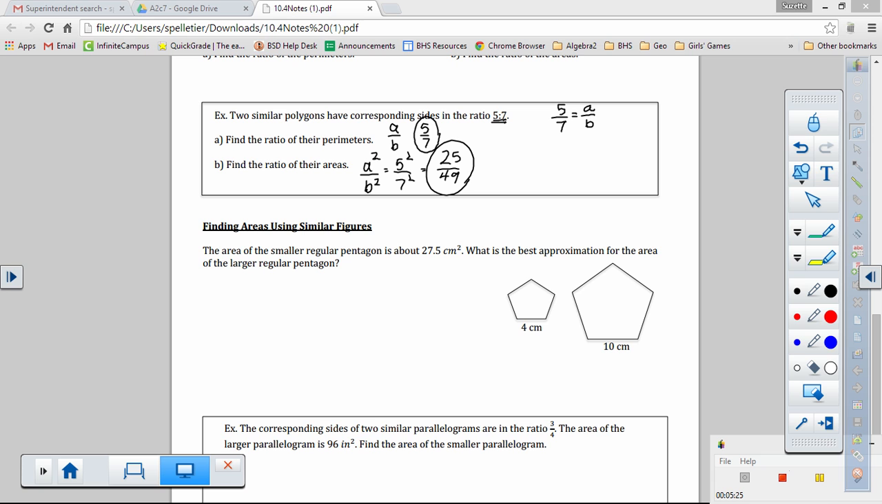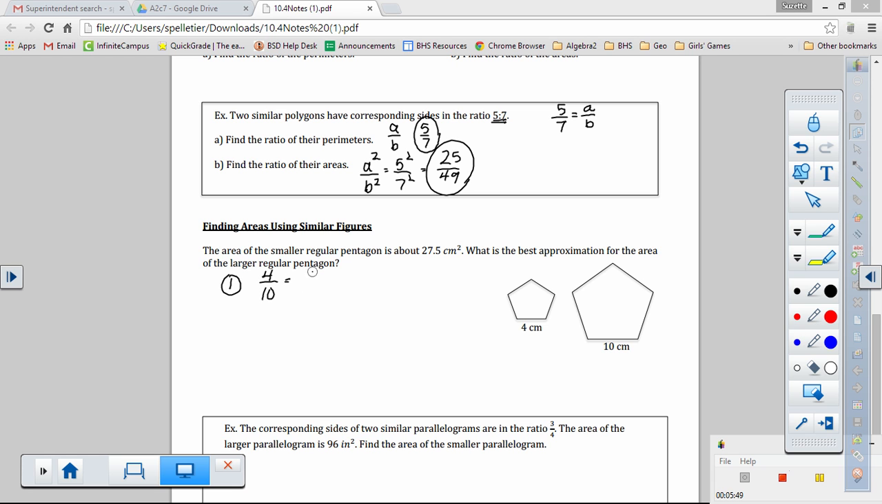The area of the smaller regular pentagon is about 27.5 centimeters squared. What is the best approximation of the area of the larger regular pentagon? Okay, so here's what we have to do. If we look at them, 4 is to 10, then step number 1, I have to figure out what my a and b is. So 4 is to 10.